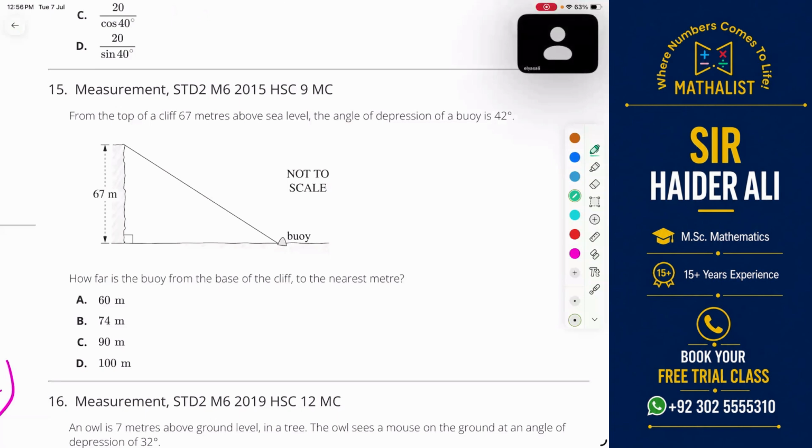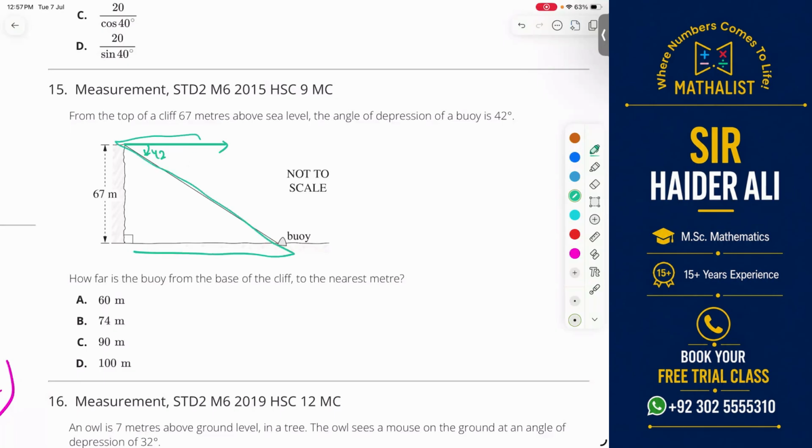Wait, is the 67 the opposite or the adjacent? It's the adjacent, right? 42. Where is the 42 angle? It's at the top. It's 42, and now you will do the Z, so this one is also 42. And now you can tell everything accurately when you draw the 42. What is the side? Is it adjacent or opposite?